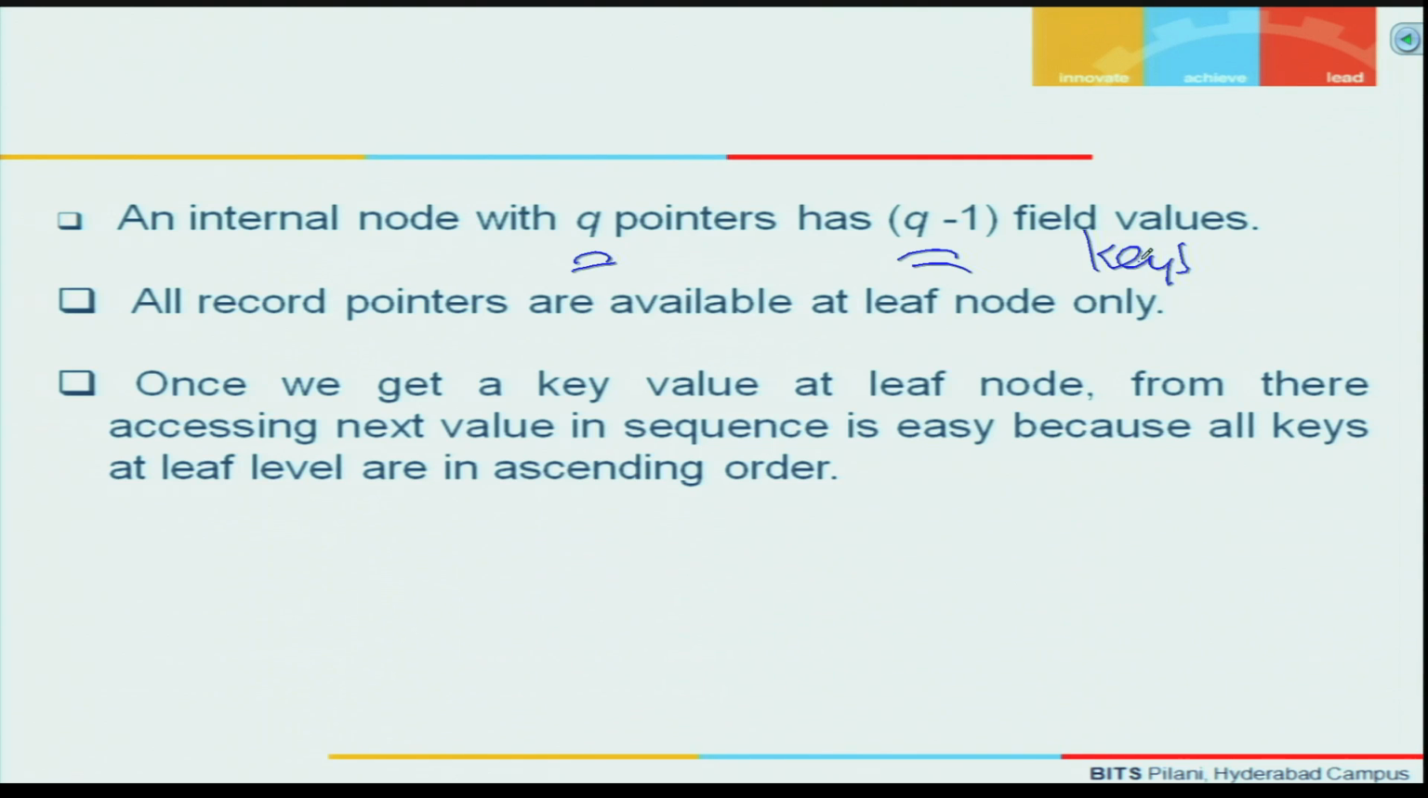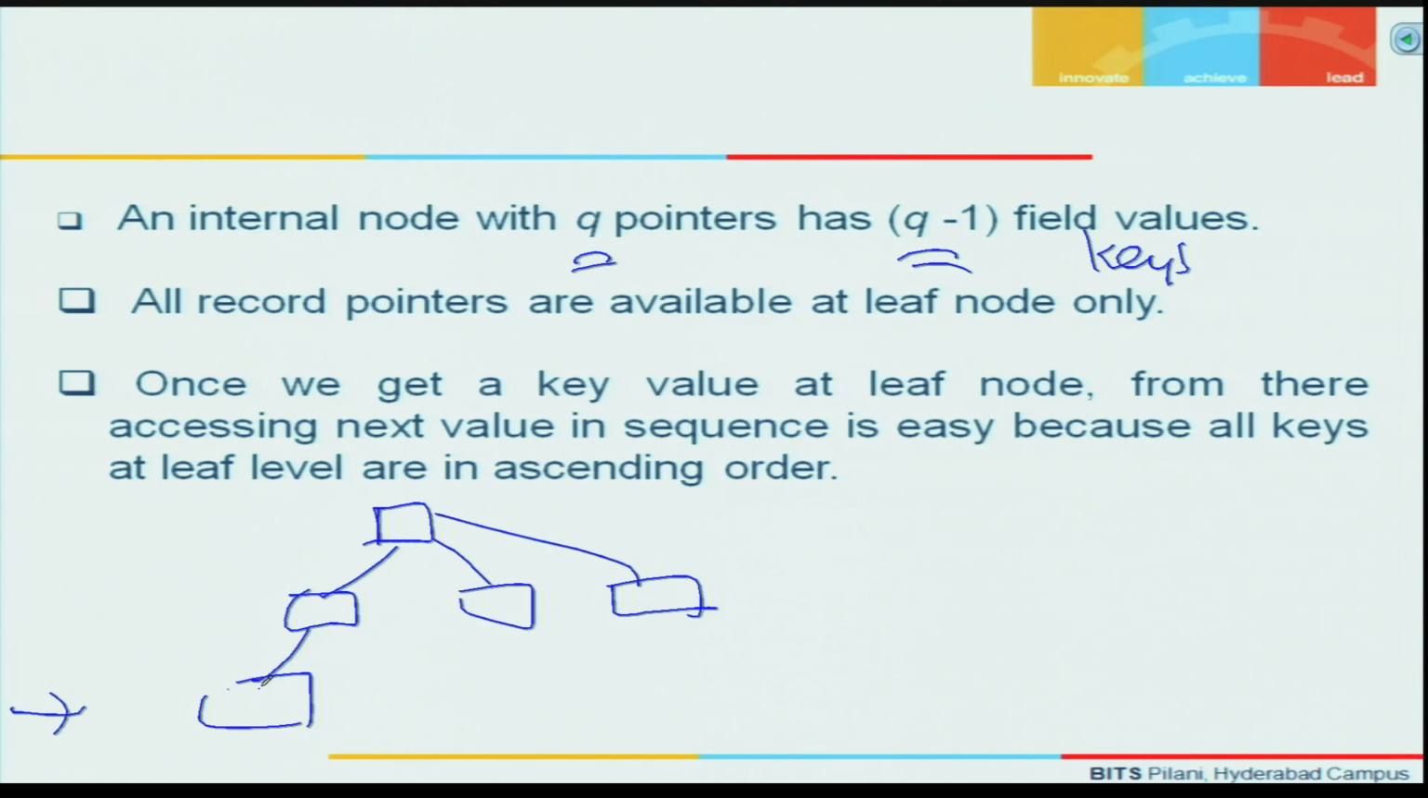No intermediate node will have a pointer to the actual record. Once we get a key value at a leaf node, from there accessing the next value in sequence is easy because all keys at leaf level are in ascending order. But suppose this is the root and these are the next level, then this is the leaf. Let us assume that this is the leaf.